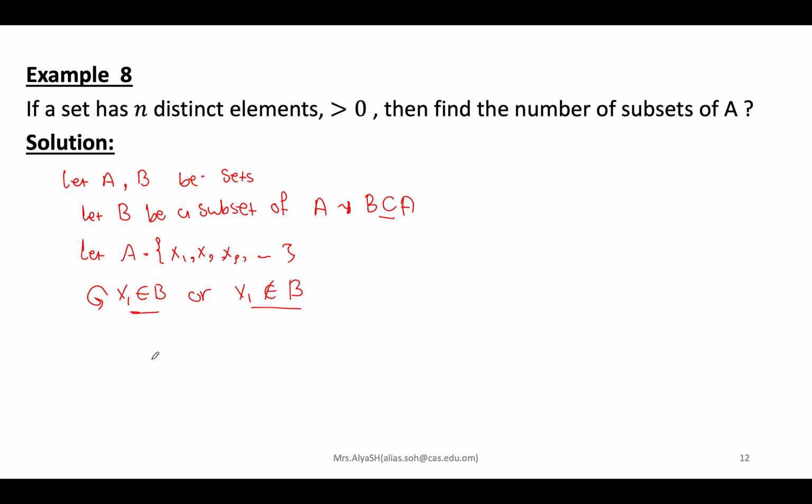Therefore, as the number of elements I got, I keep asking the same 2 questions. Is it an element or not? And continuing until n times, based on the number of elements of A. Then to find the number of subsets of A, I can write it as 2 to the power n, where n represents the number of elements of set A.